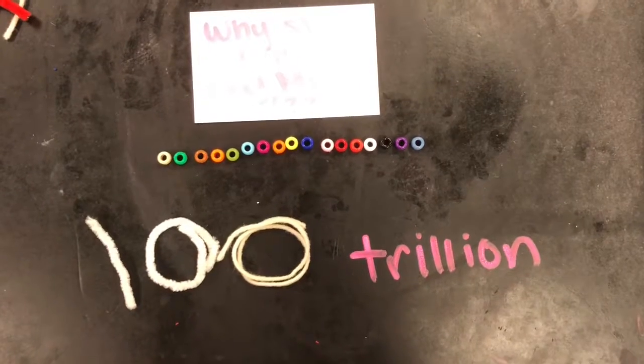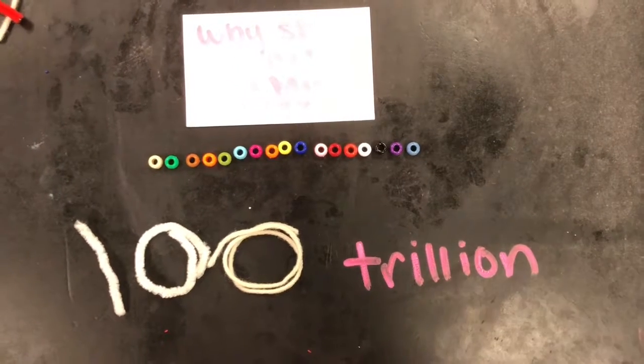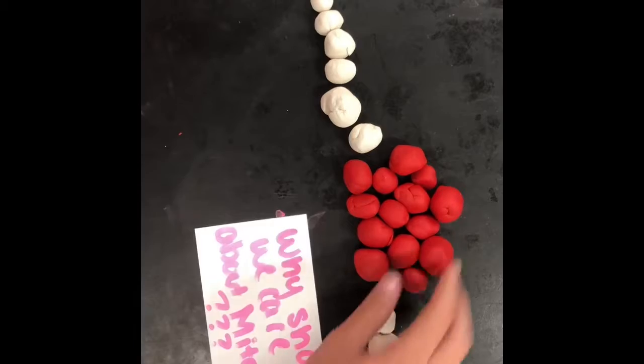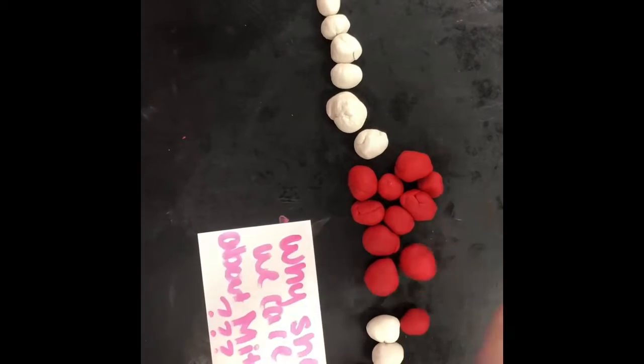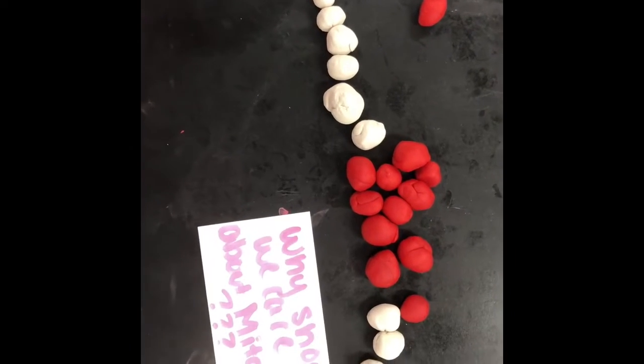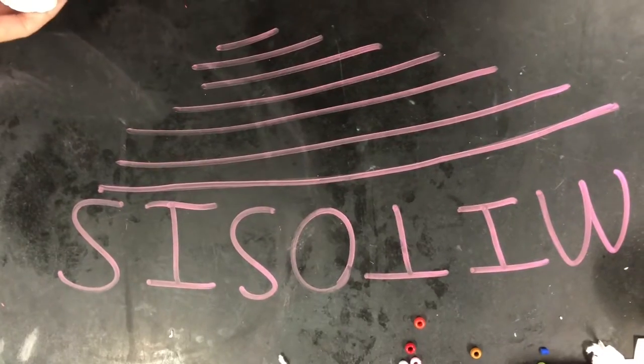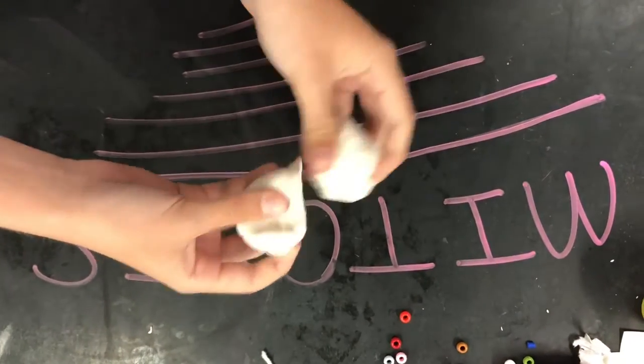There are 100 trillion cells in the human body. X-ray radiation is used to kill cancer cells, but at the same time, it can make people sick because it can kill their healthy cells. In conclusion, mitosis is where diploid cells divide.